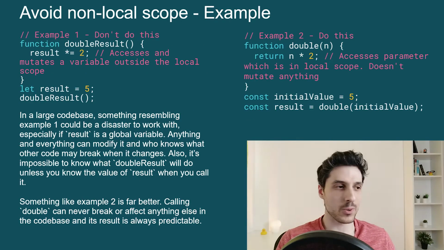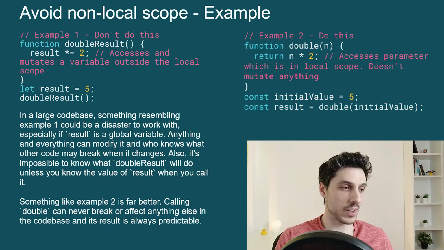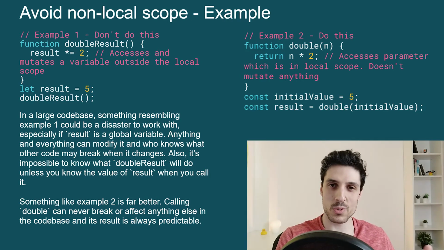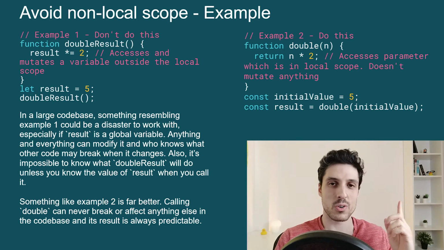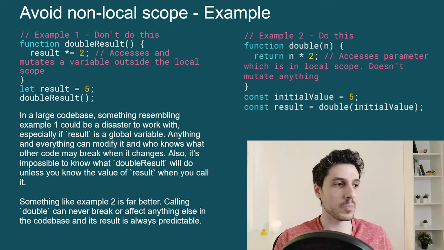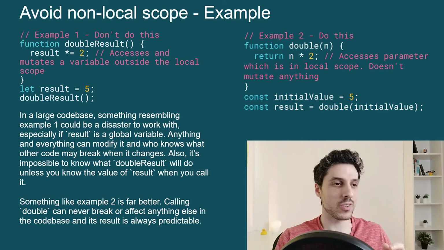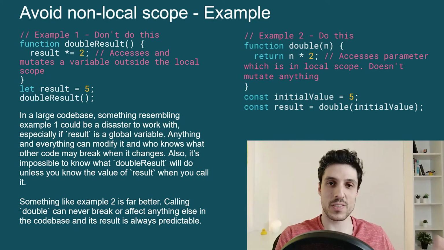So as a quick code example, the function on the left here, double result, accesses and modifies a variable that exists outside of the local scope of that function. So that's basically what you don't want to do. And again, the reason is what we saw in the principle of least knowledge. Something like this would be a disaster to work with because you don't know what result is when this function is called, unless you literally read through the entire lines of a file or a program, just so that you can know what result is at the current time when you call this function.